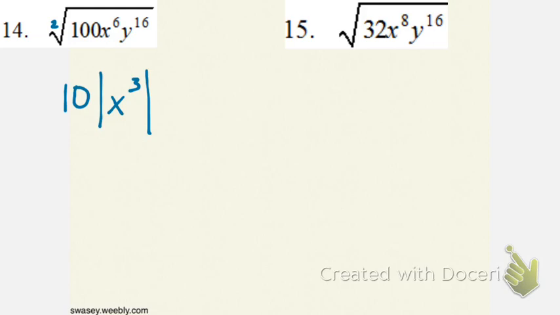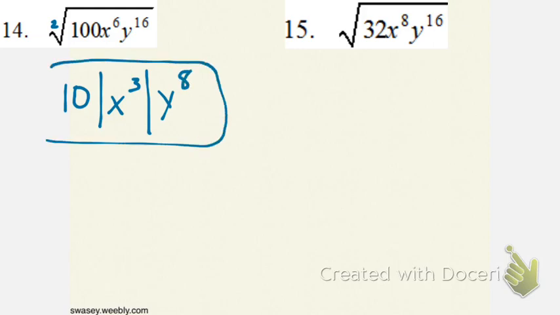And then y to the 16th, 2 goes into 16 8 times, no remainder. For the even exponents, we do not need absolute value.